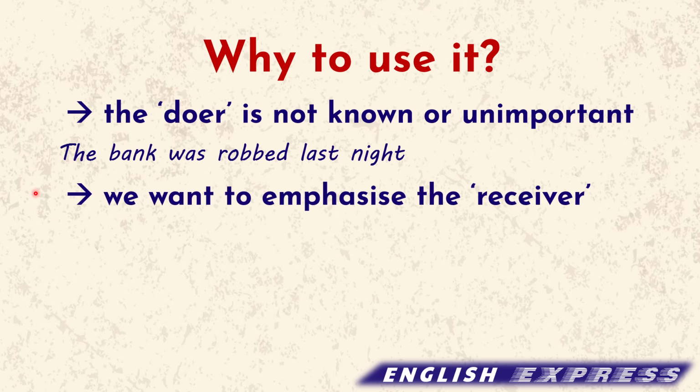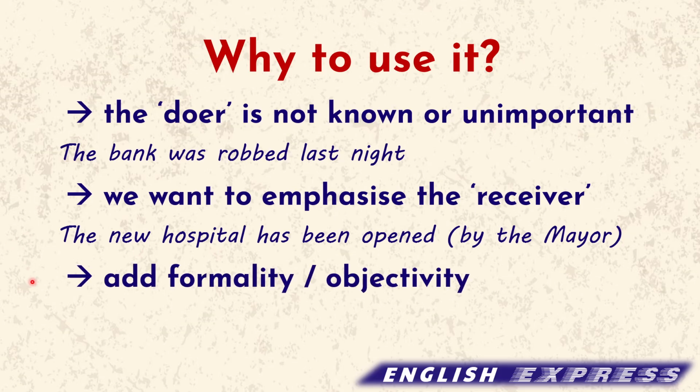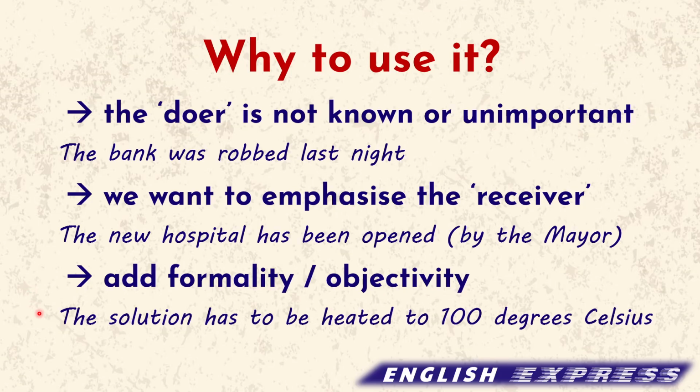Or maybe we want to emphasize the receiver. The receiver, that is the object. So we put it at the very beginning. The new hospital has been opened by the mayor. Are we interested in the mayor? Not in this sentence. In this sentence, we are interested in the new hospital. And third reason, maybe because we want to add formality, we want to be more objective. For example, the solution has to be heated to 100 degrees Celsius. In that case, remember the passives are usually formal.